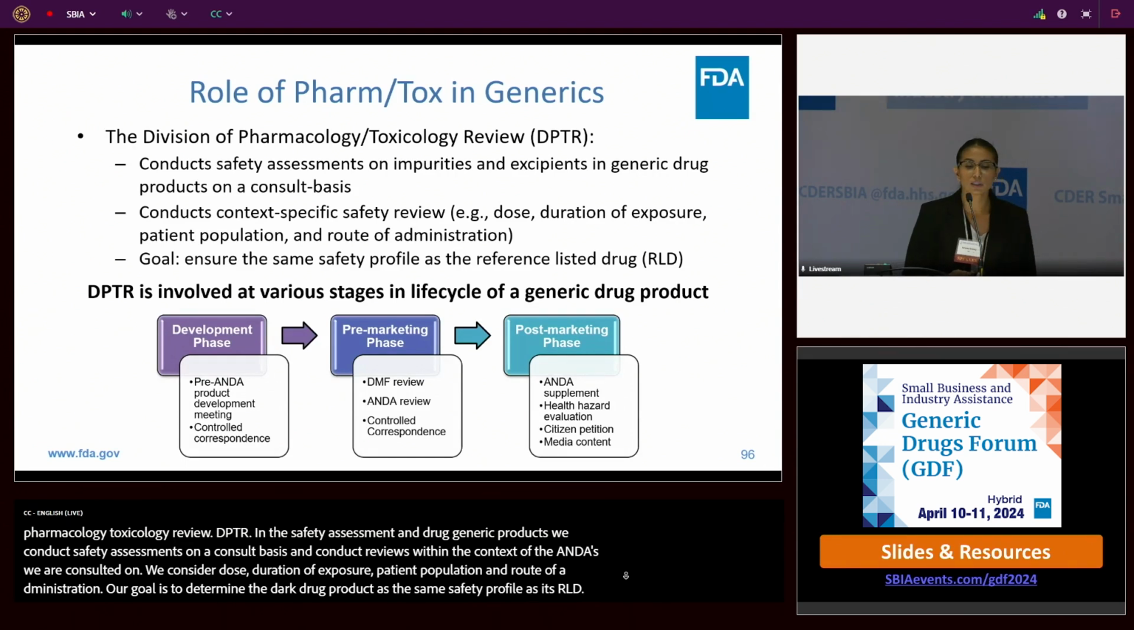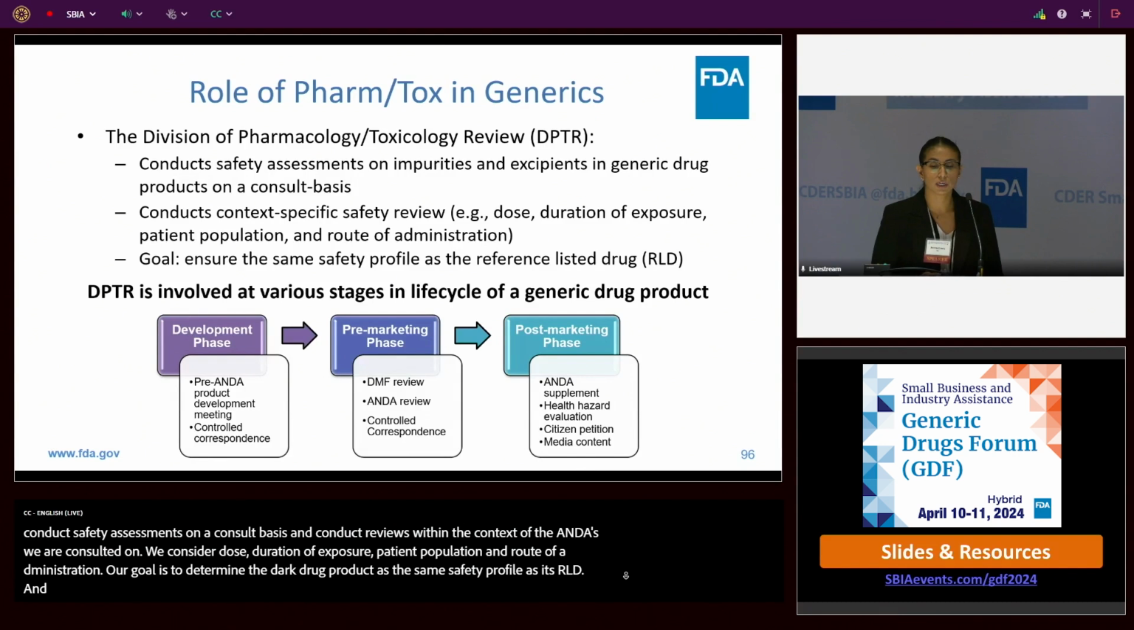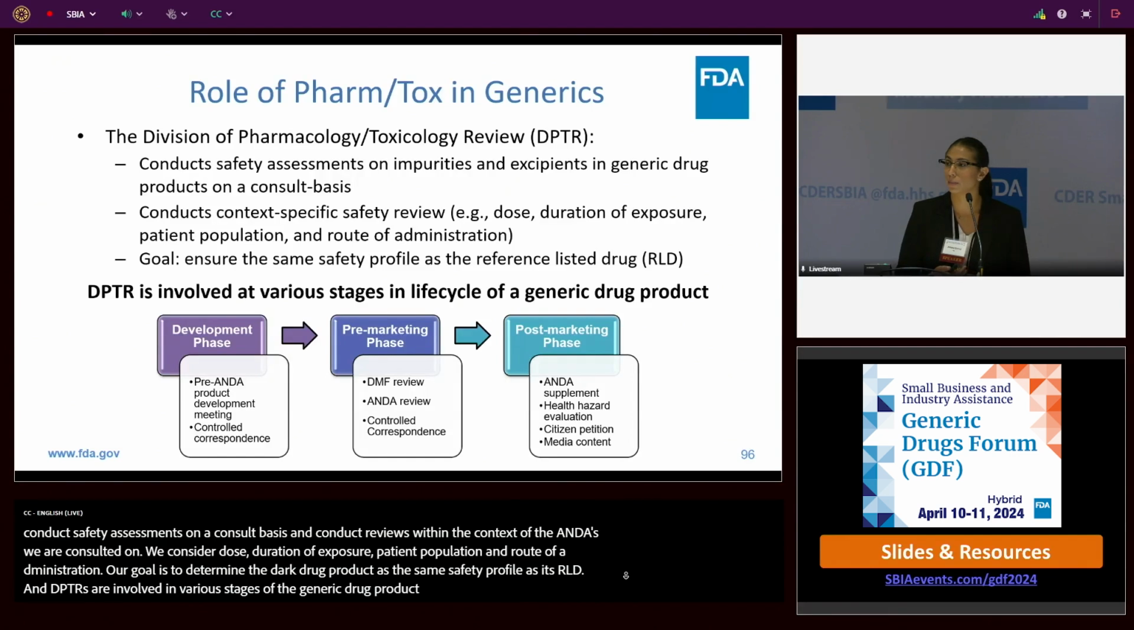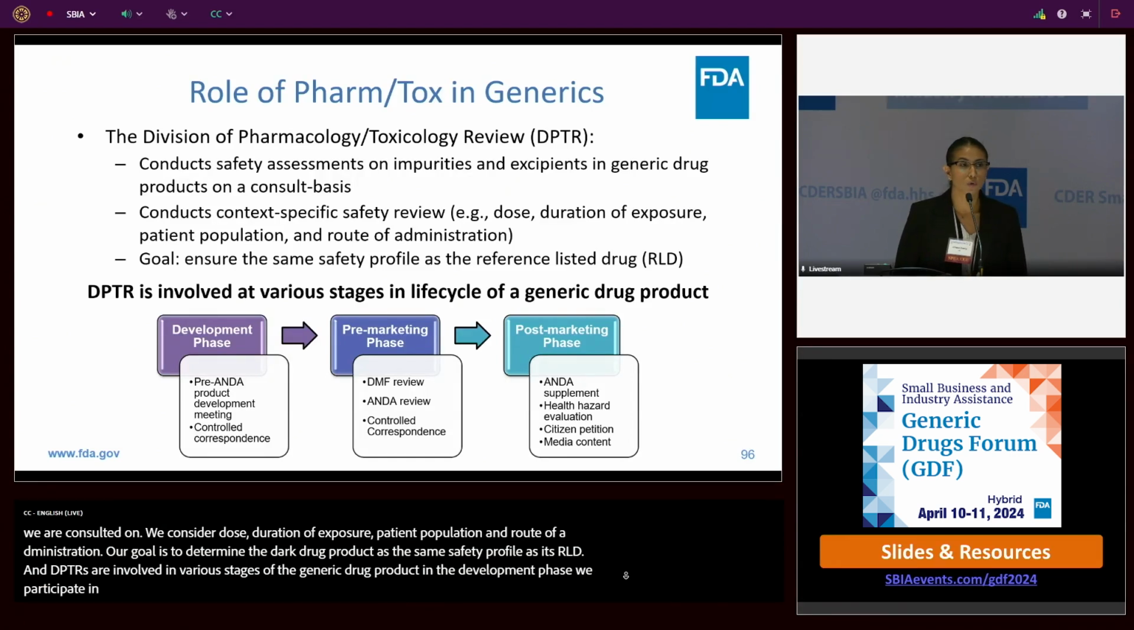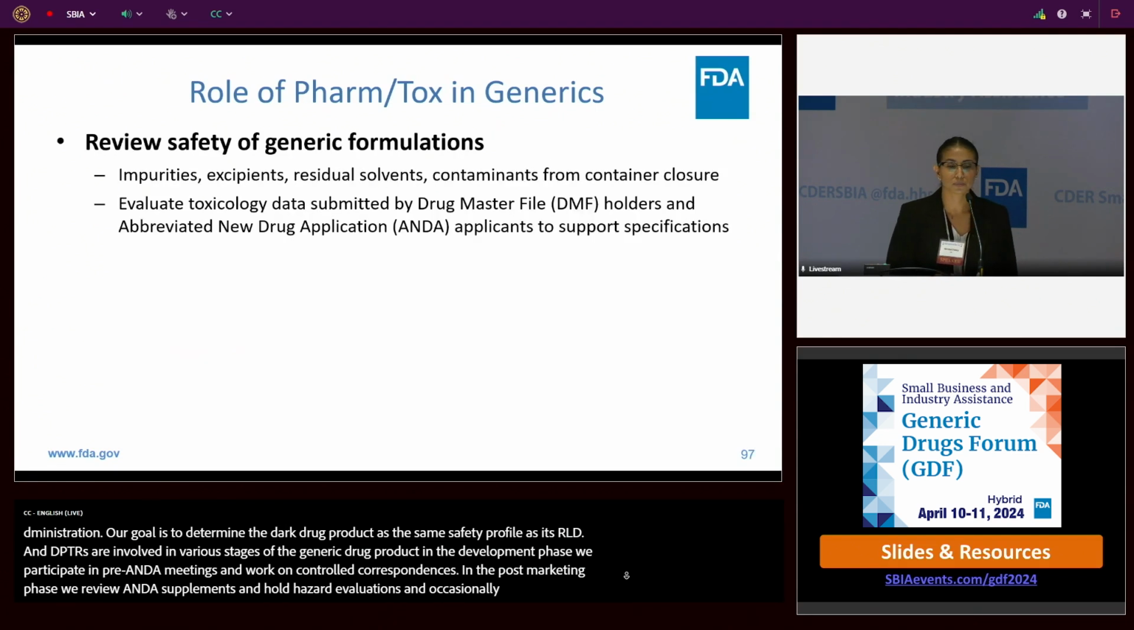And DPTR is involved at various stages in the life cycle of the generic drug product. In the development phase, we participate in pre-ANDA product development meetings and work on control correspondences. In the pre-marketing phase, we review drug master files or DMFs, ANDAs, and control correspondences. And in the post-marketing phase, we review ANDA supplements and health hazard evaluations. And occasionally, we review citizen petitions and media content.